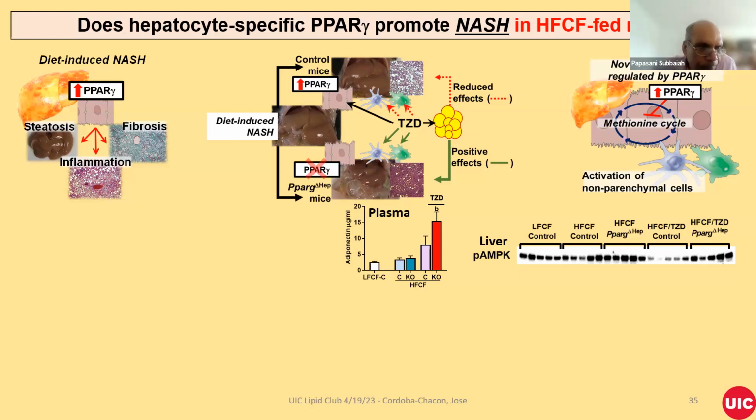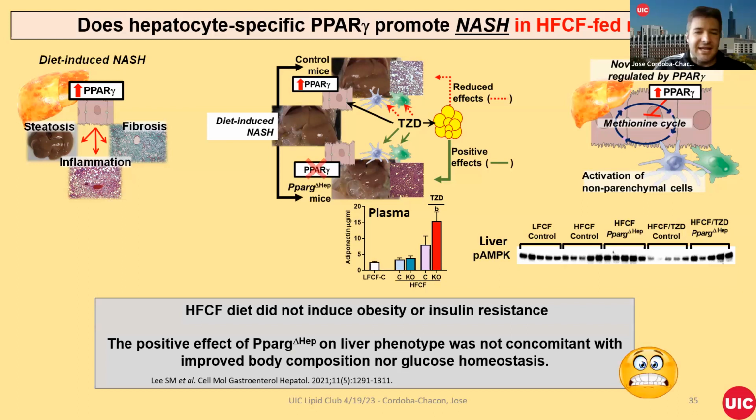Okay. Yeah. And the last thing is that, unfortunately, this diet didn't induce obesity and insulin resistance as we are used to obtaining with the high-fat diets. Nonetheless, the positive effect of the PPAR gamma knockout was not even associated with an improvement in body composition and insulin sensitivity, because they were even worse. So that was telling us that PPAR gamma in hepatocytes really is pushing that phenotype of the liver.